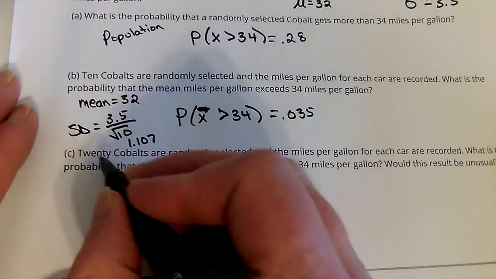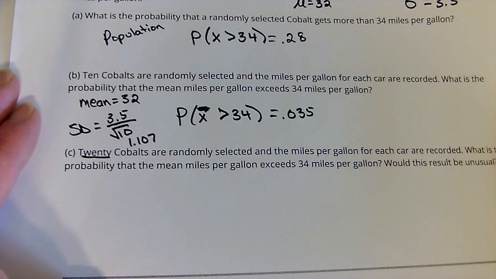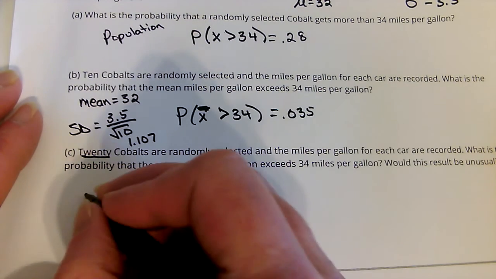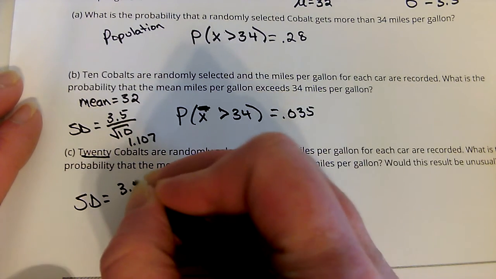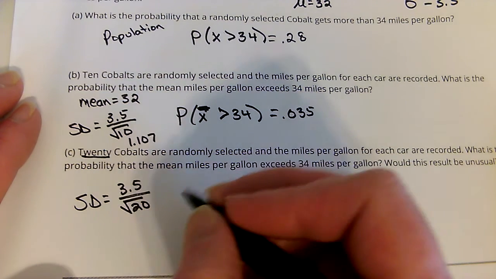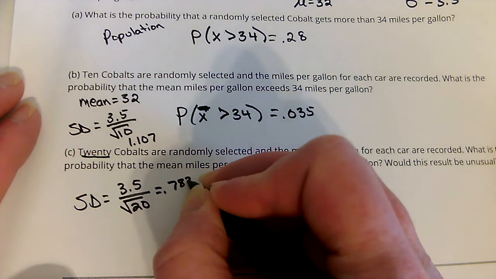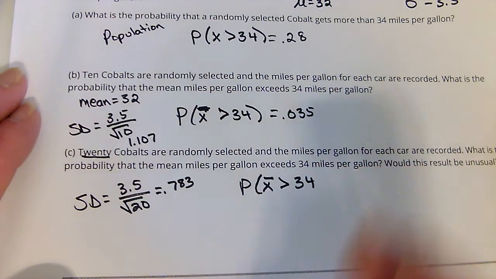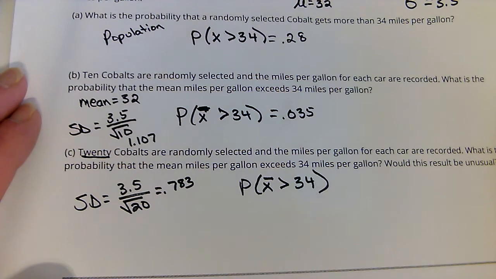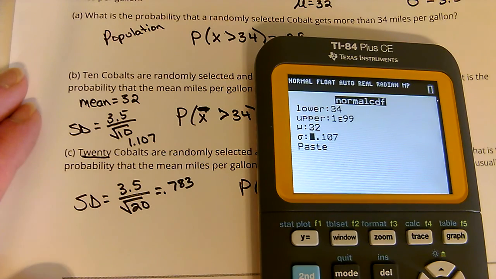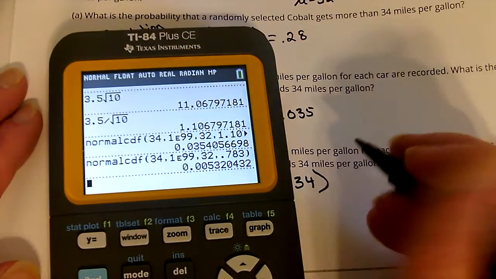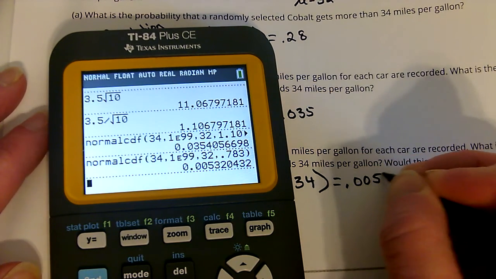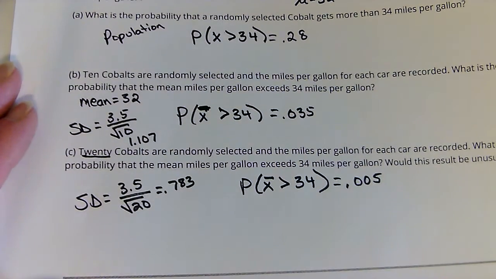Now let's say we change it to 20 Cobalts. That changes my standard deviation. And that gives me 0.783. And again, we want to know the probability of the mean of a sample being greater than 34. So the only thing that's going to change is my standard deviation. Notice the standard deviation is getting smaller and smaller and smaller. And that is actually making my probability get smaller and smaller and smaller.